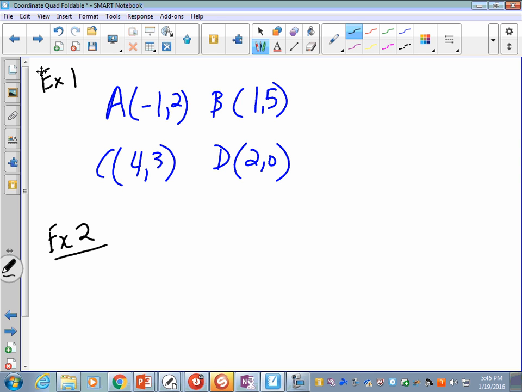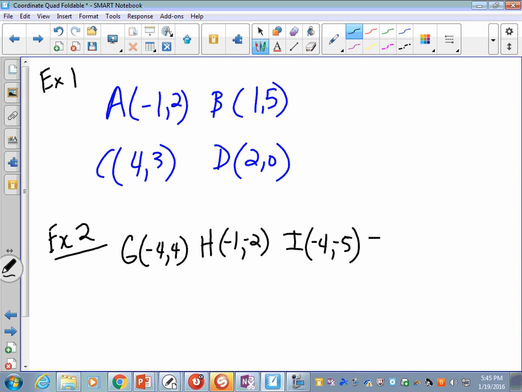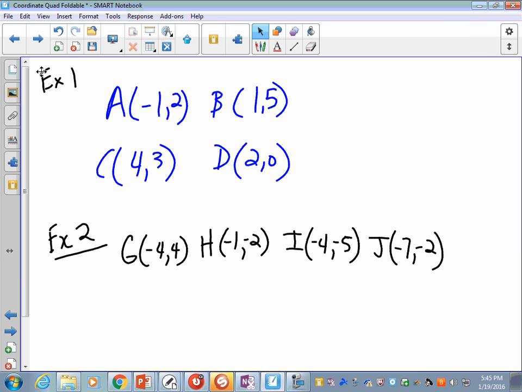What I want you to do is the following points. So G is going to be negative 4, 4. H will be negative 1, negative 2. I will be negative 4, negative 5. And J will be negative 7, negative 2. Okay, so graph those 4 points, connect them, prove the type of quadrilateral that you think it is.